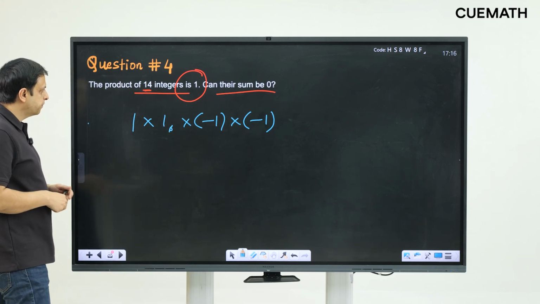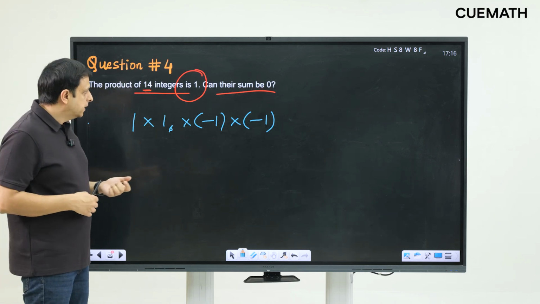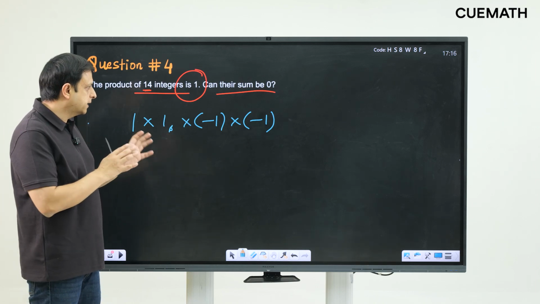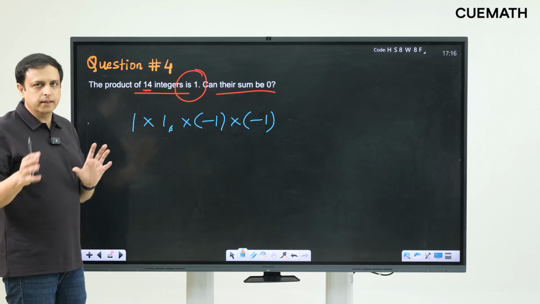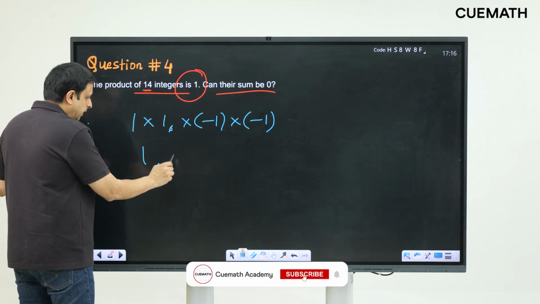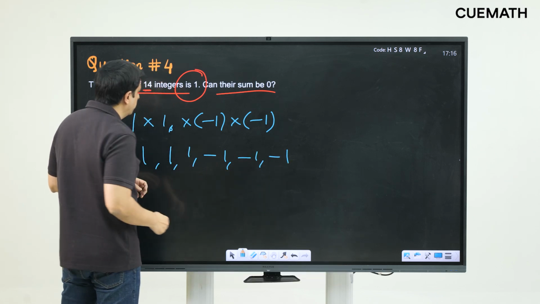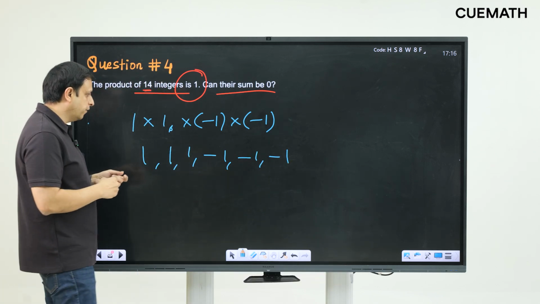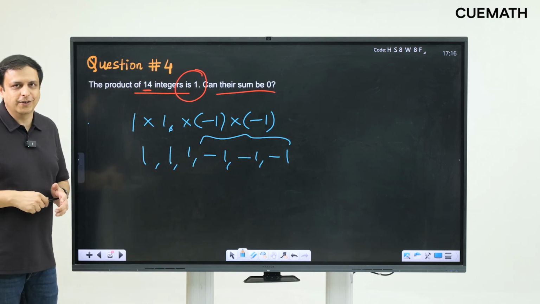But if you had 6 integers, the product of 6 integers, let's say, is 1. In that case, can their sum be 0? So if the sum of 6 1s and minus 1s needs to be 0, then we must have 3 1s and 3 minus 1s. That's the only way the sum will be 0. So if we had 3 1s and 3 minus 1s, then their sum would be 0, but then would their product be equal to 1? Not really, because you have an odd number of minus 1s and their product will be minus 1.